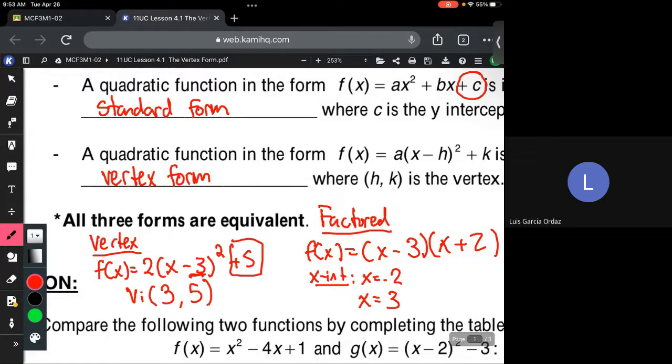Yeah, vertex form. Remember the reason why we change the sign is because we always set our bracket equal to 0. So when we have x minus 3 equal to 0, I move the -3 over and it becomes positive.